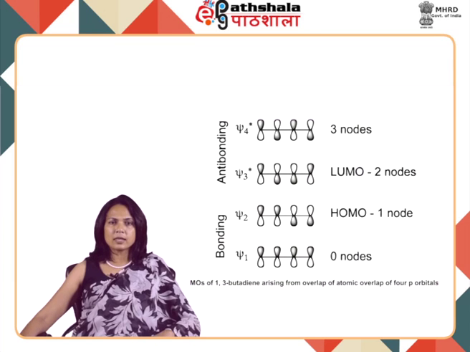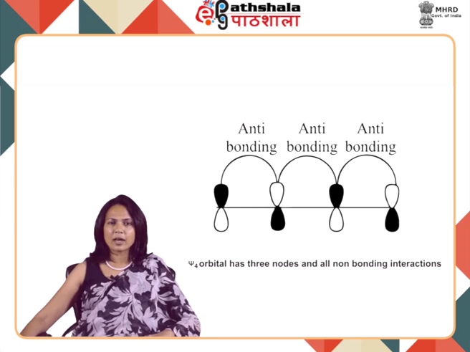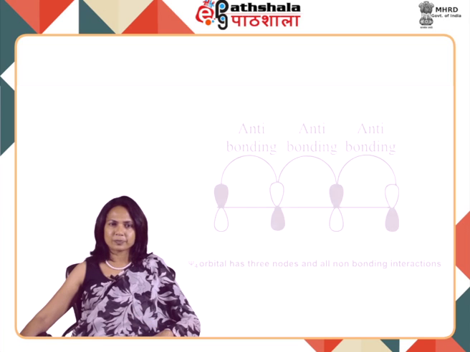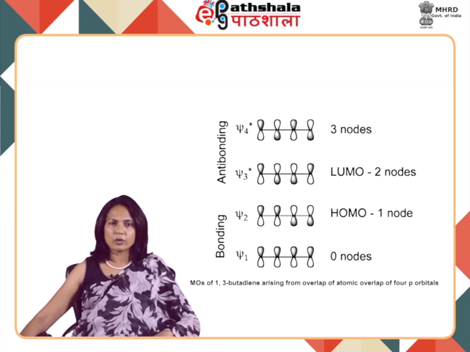On the other hand, psi4, that is the highest MO, has 3 nodes, leading to 3 anti-bonding interactions. You can see from the diagram below for psi4, which is showing 3 nodes and all anti-bonding interactions. Thus, with 3 nodes, psi4 orbital has the maximum energy.